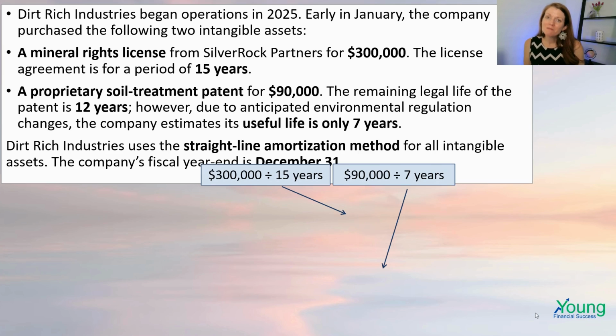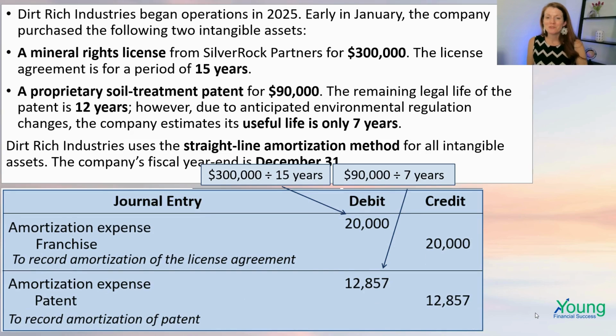So it's the same thing as depreciation, except depreciation is specific to property, plant, and equipment. Amortization is specific to intangible assets, and depletion is specific to natural resources. So we take that $300,000 for the license, divide it by 15 years. We are debiting amortization expense for the $20,000 for straight line amortization. And then we credit the actual intangible asset.